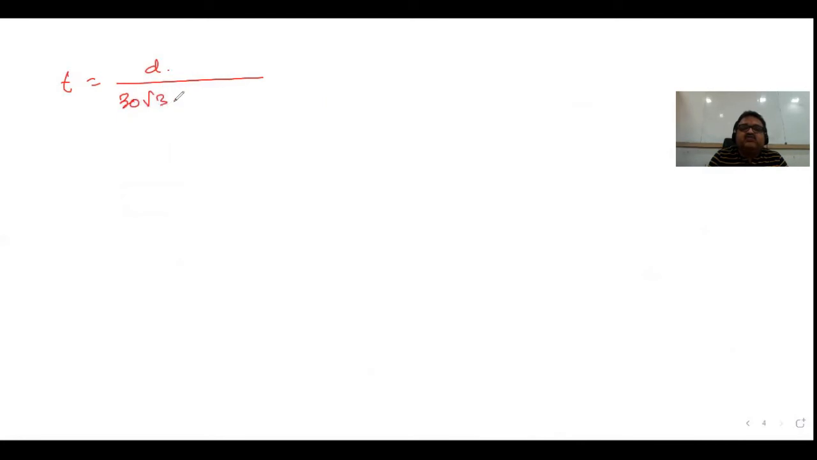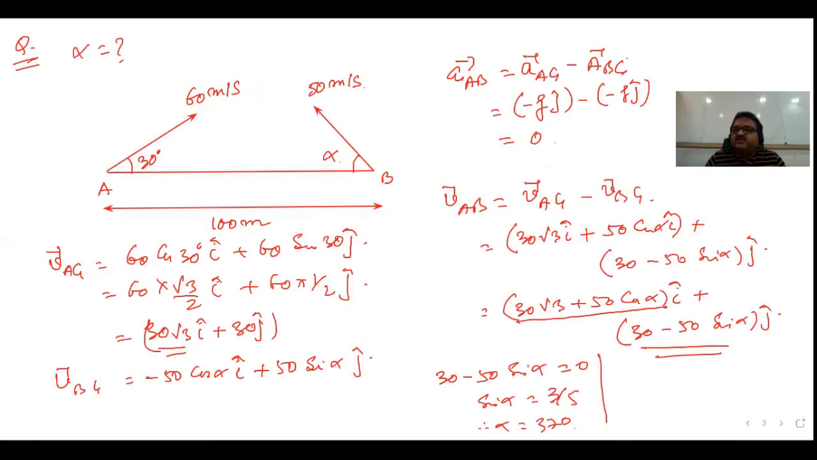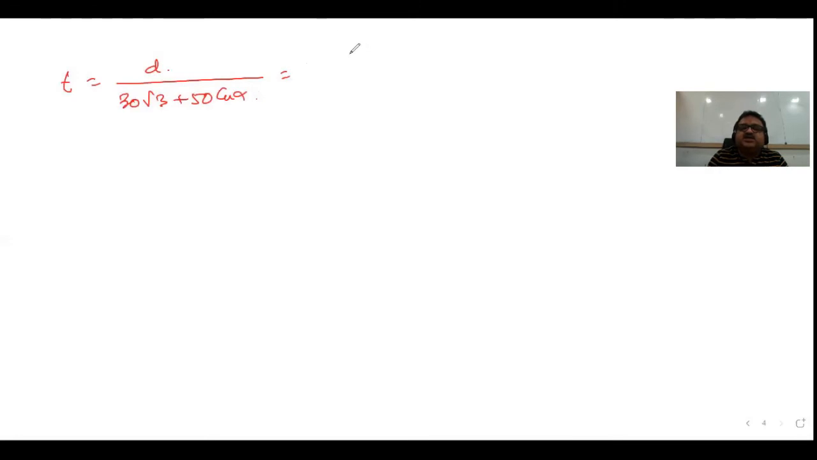30 root 3 plus 50 cos alpha. Now, what is D? D is given here. D is given 100 meter. So let us apply that. D is equal to 100 meter, 30 root 3, 50 cos alpha, cos 37 degree. That is 4 by 5.